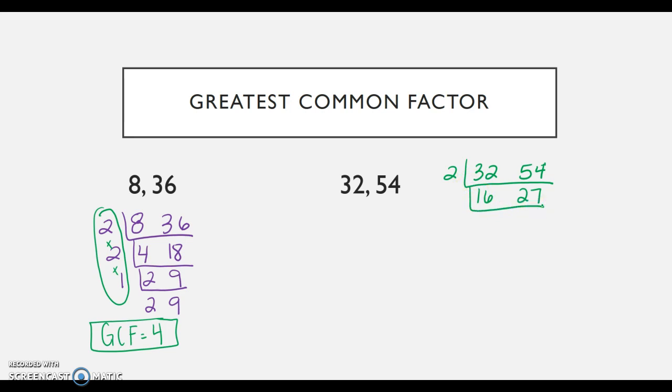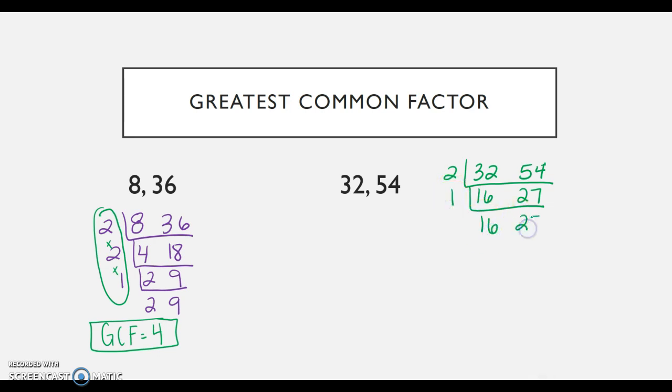Now here, 16 and 27, they're both not even. So I have to think of something else that can go into both 16 and 27 besides 2. 3, they don't share either. 3 can go into 27, not 16. And so after sitting here thinking about it for a little bit, I realized that that's the only factor they had in common originally, that 2. So I can't divide any farther.